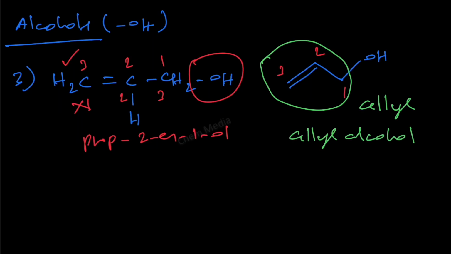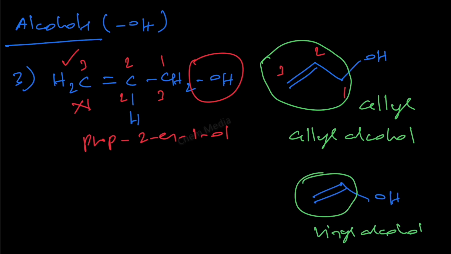The difference is you have an extra CH2. This is vinyl alcohol. Compared to vinyl alcohol, we have an extra CH2 here. So that's why it's called allyl alcohol. That's a common name, but the proper IUPAC name is prop-2-en-1-ol. And also cis-trans isomerism is not possible because on one side of the double bond we have 2 hydrogens. So therefore, no geometrical isomerism is possible for prop-2-en-1-ol.